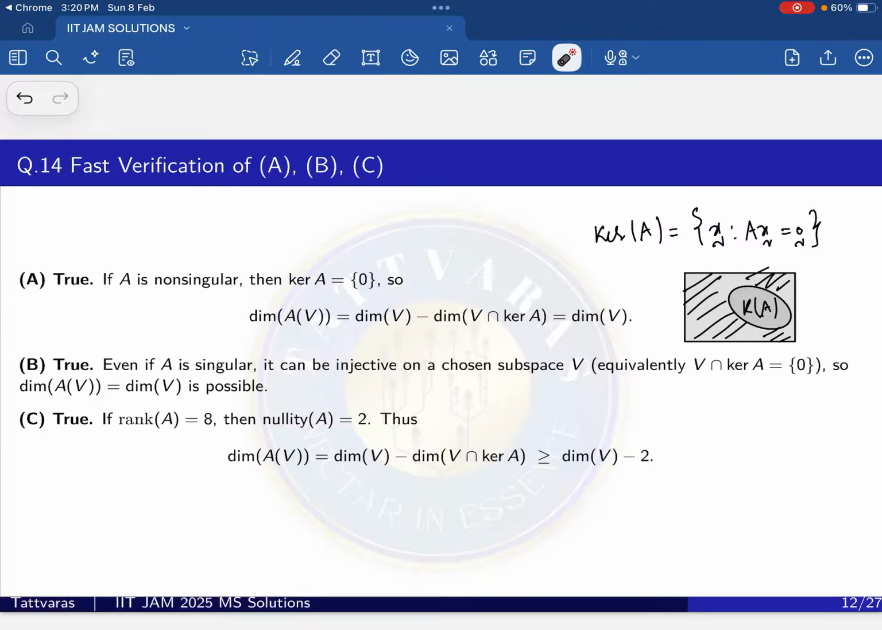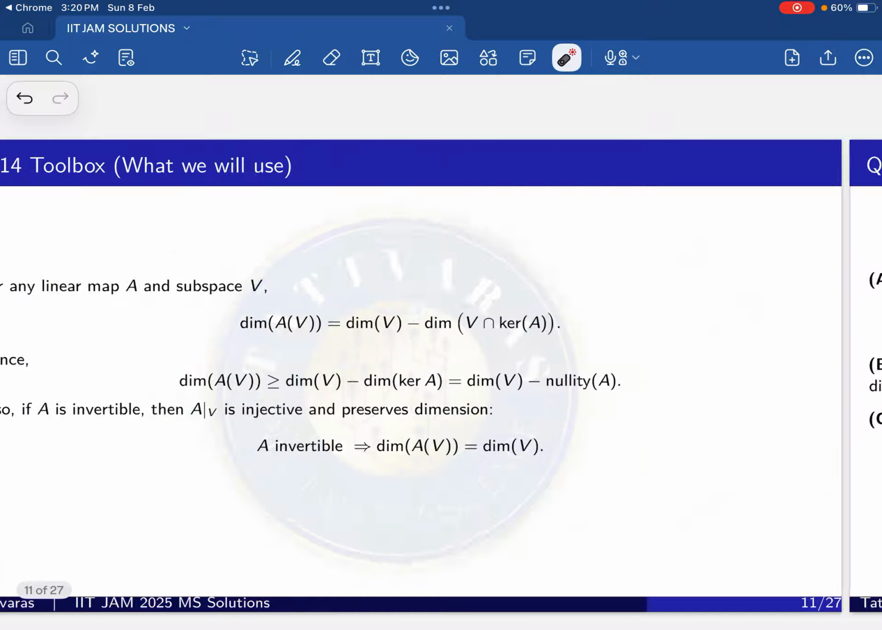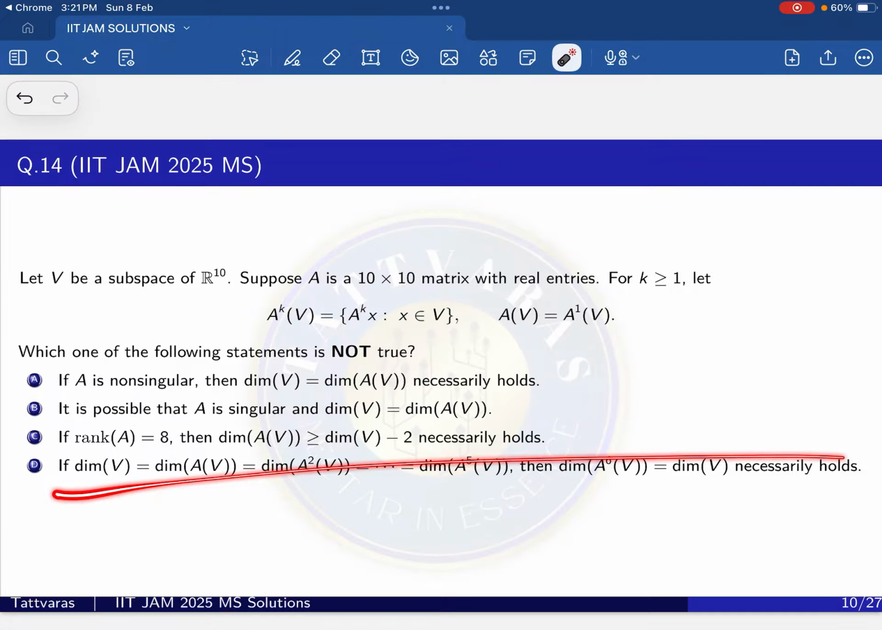So basically you are just again utilizing this result, and more specifically you are utilizing this result that dimension of AV is greater than or equal to dimension of V minus dimension of the kernel space of A, or nullity of A, which is the same as this. So this is again true. Now it is actually enough to conclude that the last option is correct, but still for the sake of completion we will show that this option is not necessarily true. And what does it say?